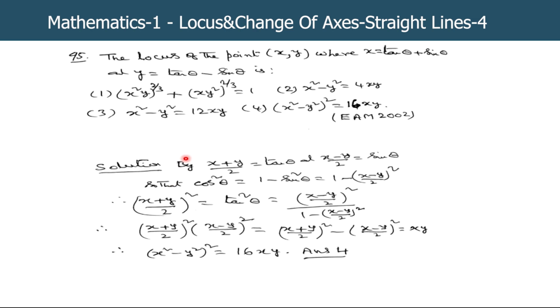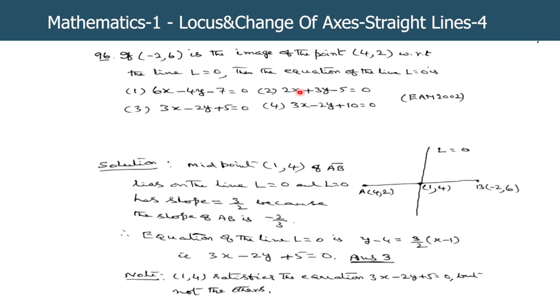So from the given hypothesis, x plus y by 2 is equal to tan theta and x minus y by 2 is equal to sin theta. So cos square theta is equal to 1 minus sin square theta, which is 1 minus x minus y by 2 whole square. So now you know that x plus y by 2 whole square is equal to tan square theta, which is sin square theta by cos square theta, which is x minus y by 2 whole square by 1 minus x minus y by 2 whole square. Now if you simplify it, then you will get x square minus y square is equal to 16xy. So the correct option is number 4.